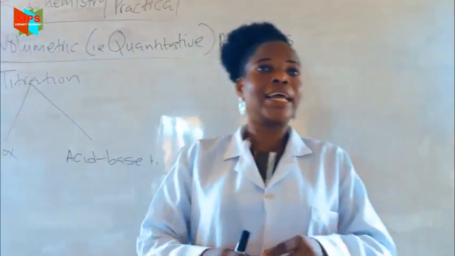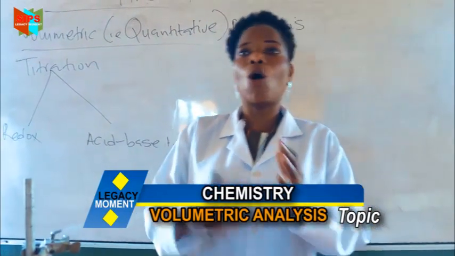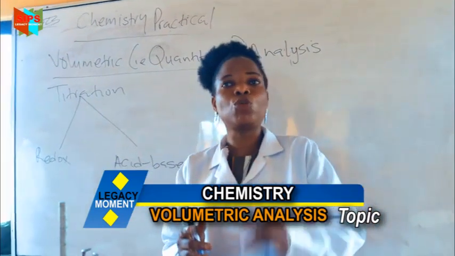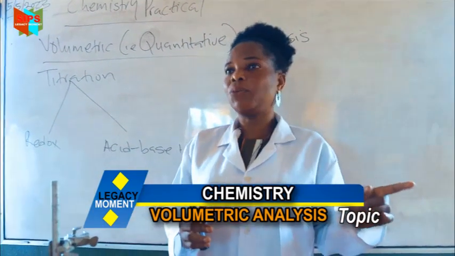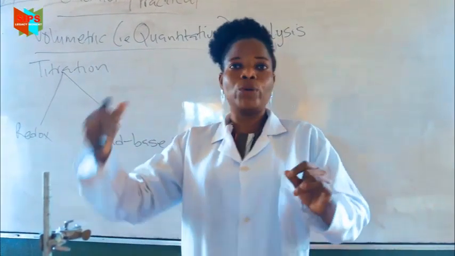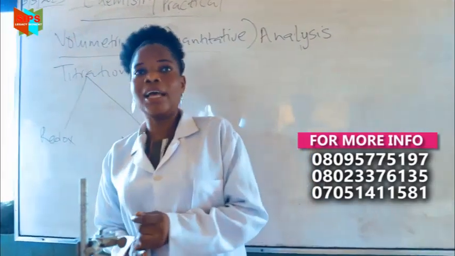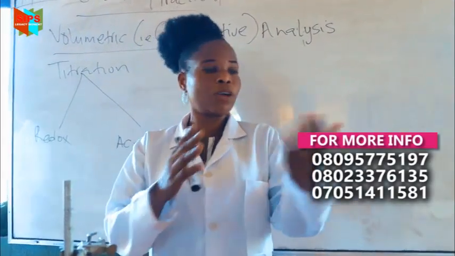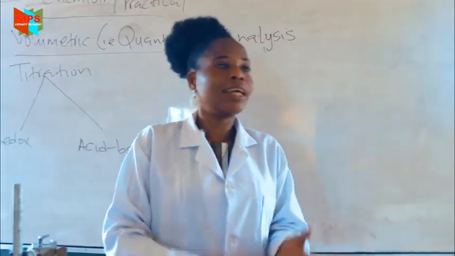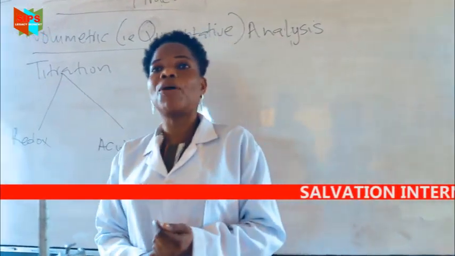And what are these indicators? Indicators are weak organic acids or weak organic bases whose color changes when the pH of the solution they are used in changes. When the pH of the solution is changed, what happens? Their color will change. There are many indicators in an acid-base titration, but I'm just going to look at about three of them. We have phenolphthalein, methyl orange, and methyl red.